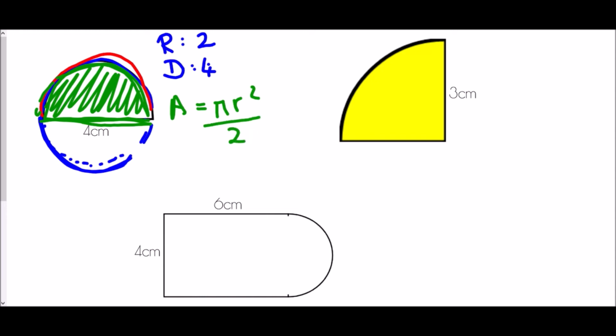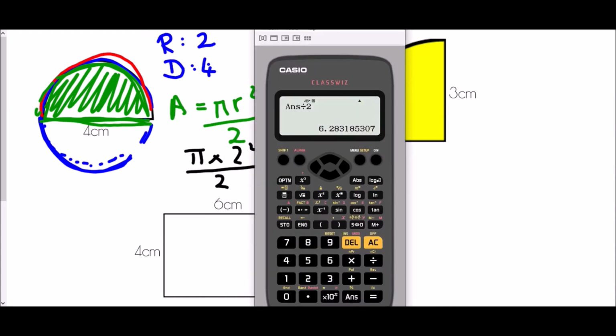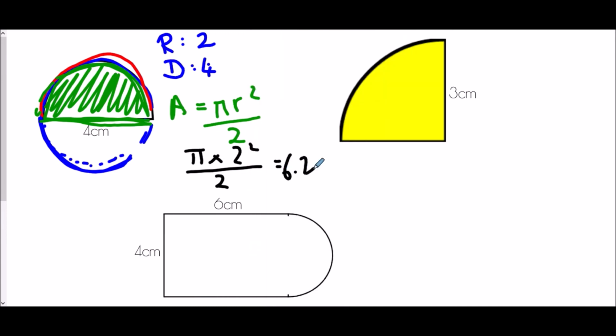And so here we have pi times 2 squared all over 2, and if we type that into our calculator, that is pi times 2 squared all over 2, comes out as 2 pi, or 6.28 centimetres squared.